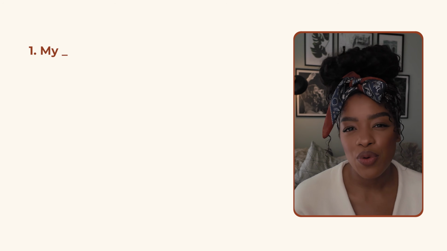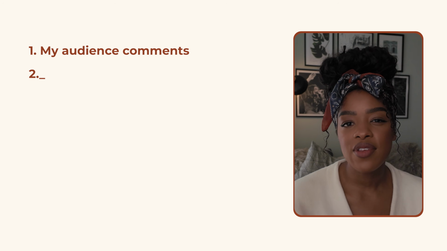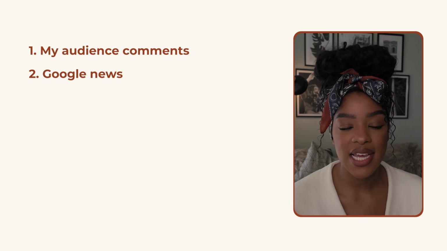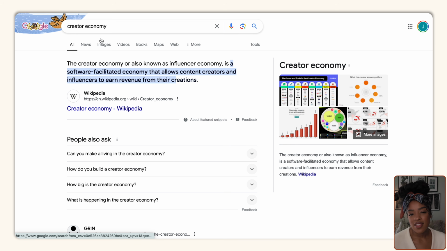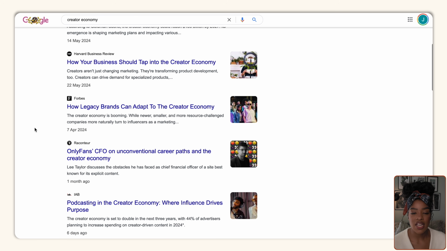Now, on occasions when I'm really struggling to come up with content ideas, I will tap into a few different things. The first will be my audience comments. Let's see what you guys have been saying under my videos, what you guys are asking for. I'll also head on to Google, I'll type in some keywords related to my niche, I'll click on the news button, and I'll see what articles are popping up, because that can help me figure out if certain things are actually trending within my niche.